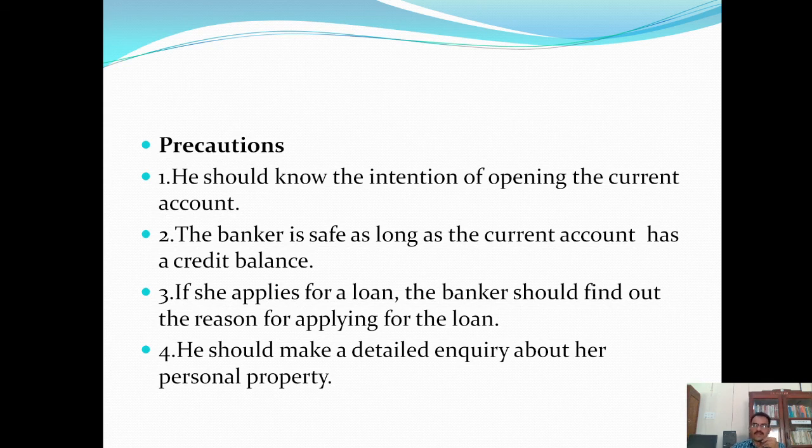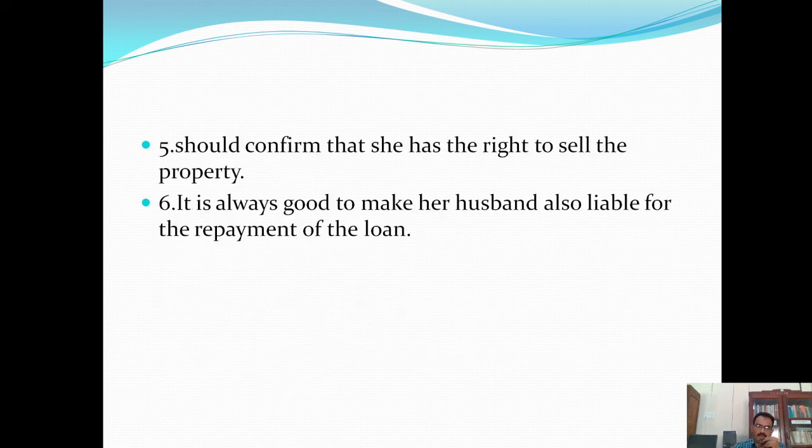What are the precautions to be taken? He should know the intention of opening the current accounts. Banker should know the intention of opening the current account in the name of a married woman. The banker is safe as long as the current account has a credit balance. If she applies for a loan, the banker should find out the reason for applying for the loan, for what purpose the loan is applied. He should make a detailed enquiry about her personal property.